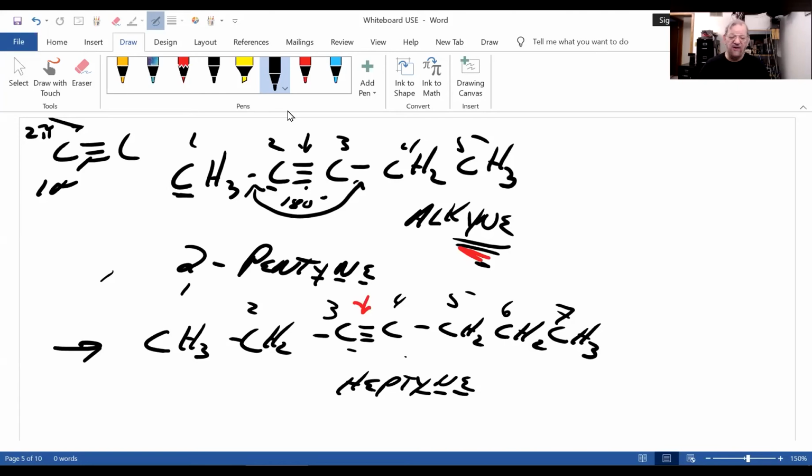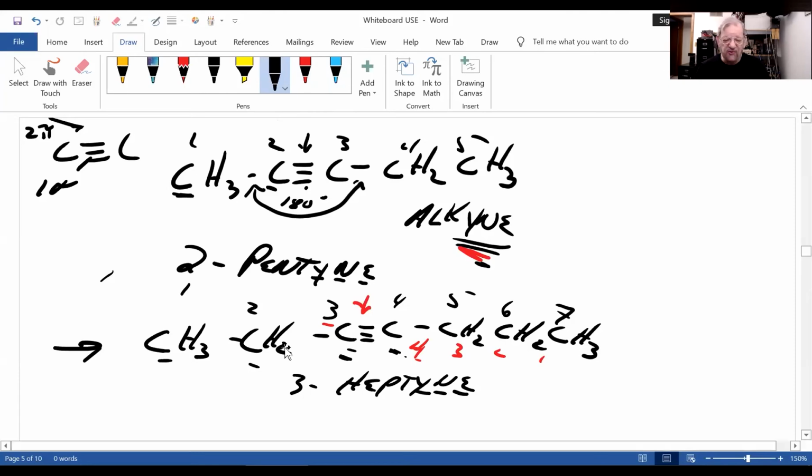Now, which carbon of the triple bond, as they get the lowest numbers, is close to the end? If I start this way, it's 1, 2, 3. If I go the other way, 1, 2, 3, 4. So which is smaller? And you've got to use your high-level math skills for my class. Remember, I will not allow you to use any electronic device on a test. Which is smaller, 3 or 4? Time's up. Hopefully you picked 3. So this is 3-heptyne. Oh, let's do another one.